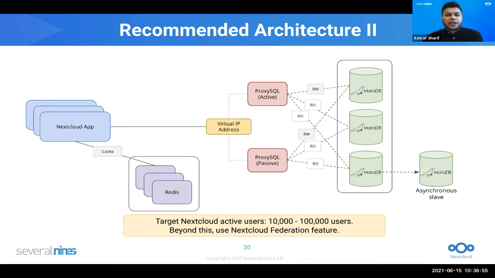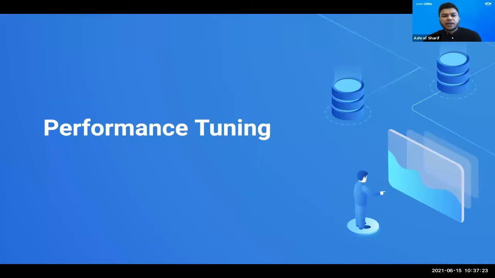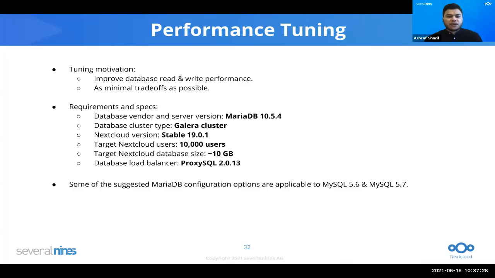Also, we can add an additional caching layer with Redis. This can be a Redis cluster or Redis master-slave or a standalone Redis server. This caching layer can be put together within the application tier if you want. This architecture should be able to handle 10,000 to 100,000 users provided with very good hardware specs. So if you want to go beyond this, I believe you have to use the Nextcloud Federation feature instead. Okay, next is the last topic, which is the performance tuning for MariaDB Cluster.